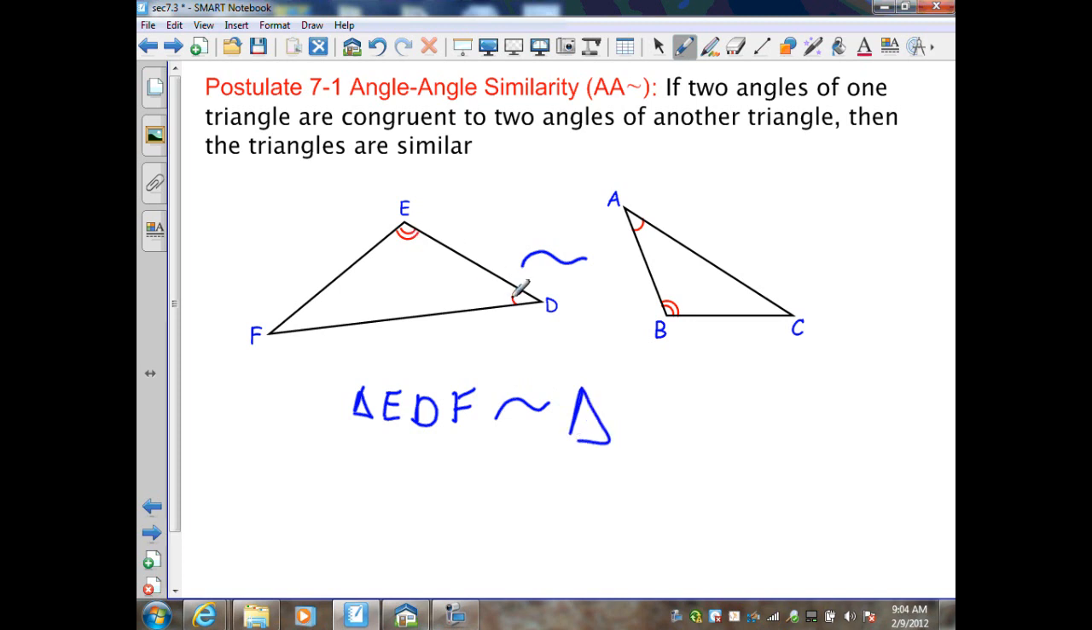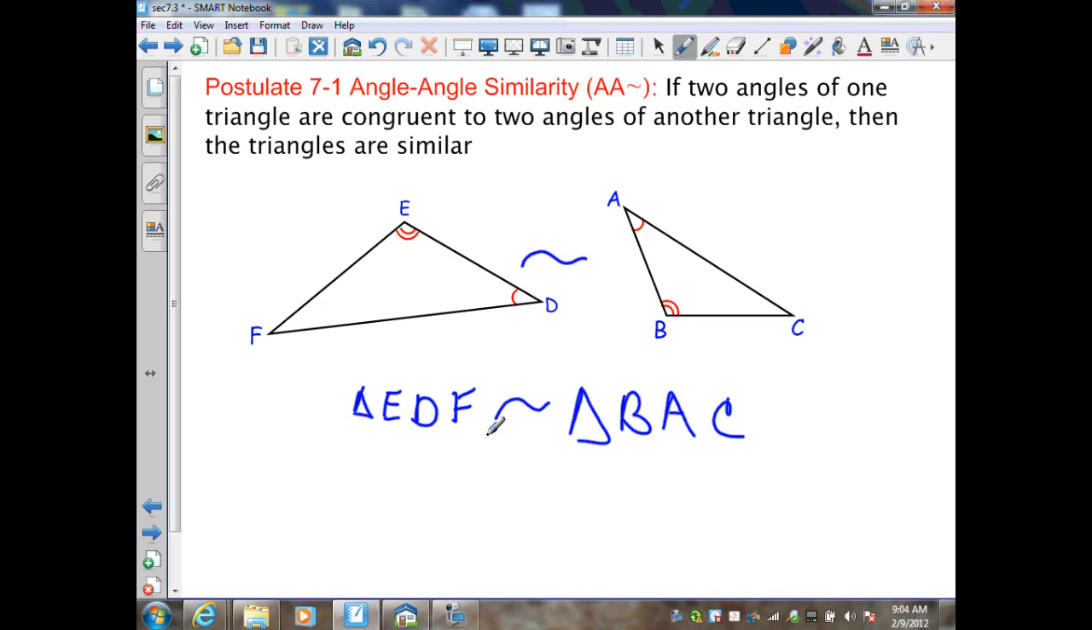I went double, single to nothing. I'm going to start with double, which is B, single, which is A, to nothing, which is C. Now what I have is the angles and the sides that match up. Angle E corresponds to angle B, angle D corresponds to angle A, and angle F corresponds to angle C. I also have the sides that can match up in proportion.